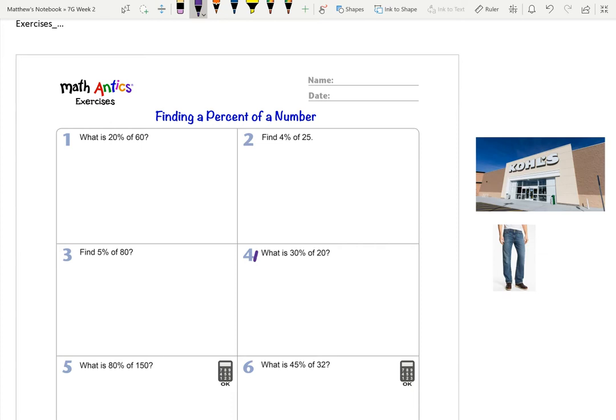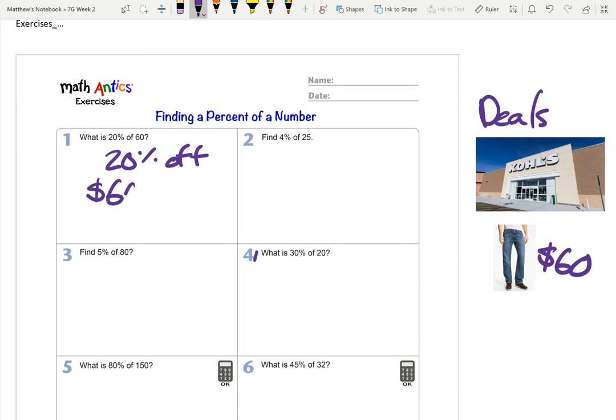And so let's say you go to a store like Kohl's and you want to buy these new awesome jeans over here that you see on the right side of my screen. Well, these jeans are $60, but luckily Kohl's typically has the deals, right? And so here, if they are originally $60, what is 20% of $60? All right, because sometimes you might see like 20% off, and the original item is $60. So how much are you saving? That's what we're going to be figuring out today.